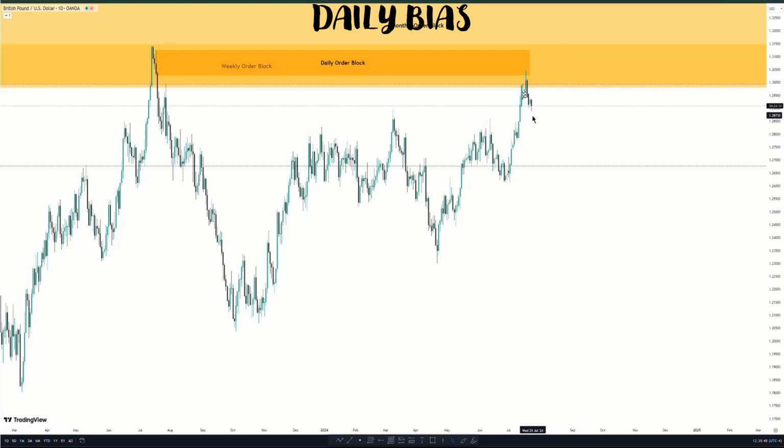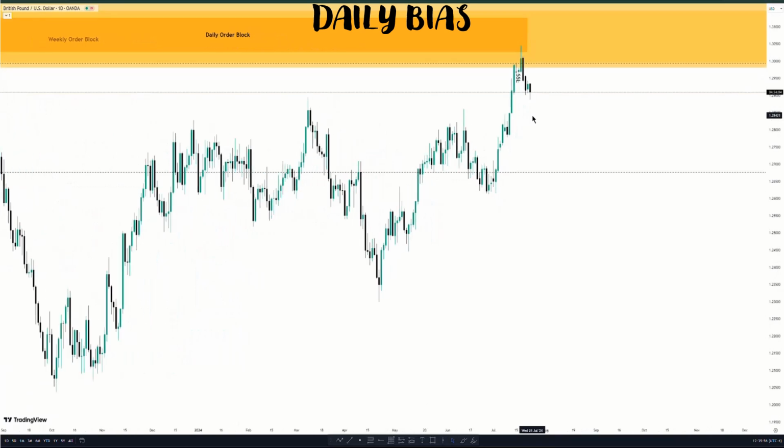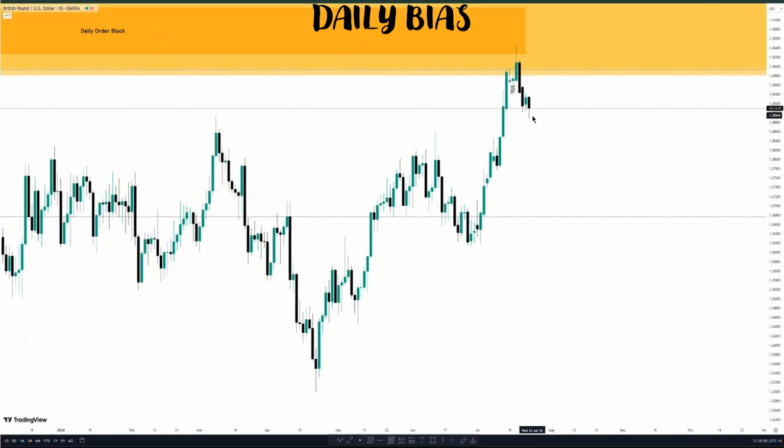So this is a secret that I have just revealed to you. It's very simple and straightforward. You have to pay attention to daily fair value gaps.